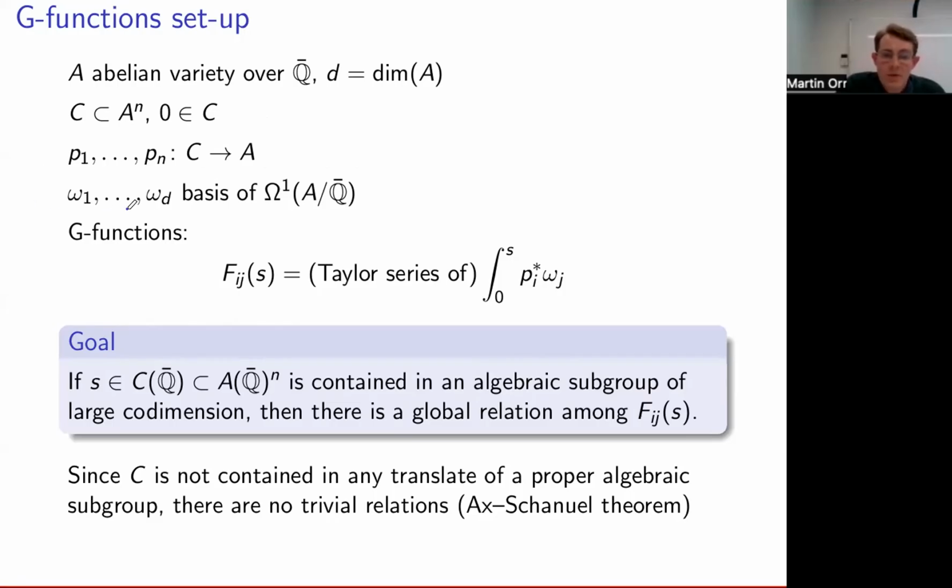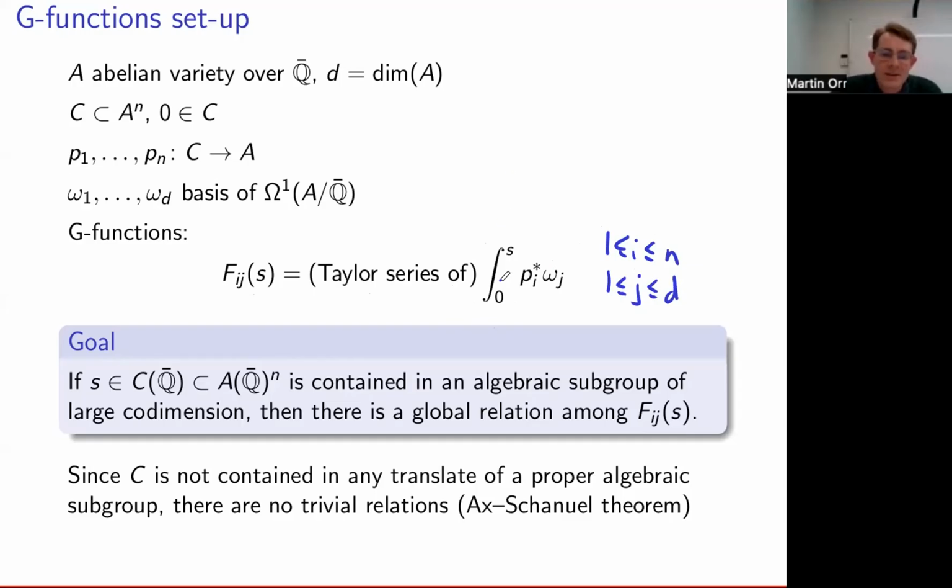So the number of holomorphic 1-forms on an abelian variety of dimension d is equal to d. And then the G-functions that I'm going to consider will be the integrals. So I pull back my one-forms to the curve, and I take all the different ways I could do that. And this gives me some collection of functions on the curve. And then these functions, or more precisely their Taylor series, are the G-functions that I'm going to consider. So I've got i going from 1 up to n here, and j going from 1 up to d. I've got n times d G-functions that I consider.